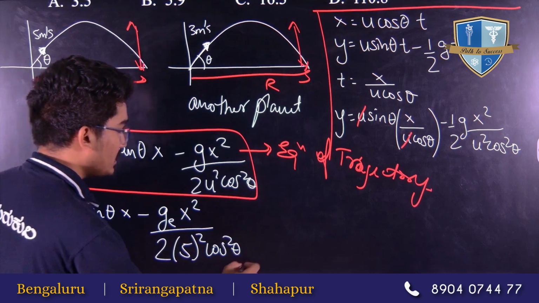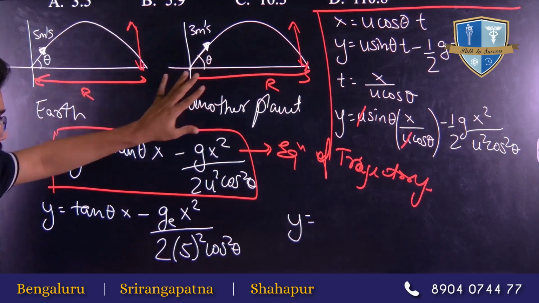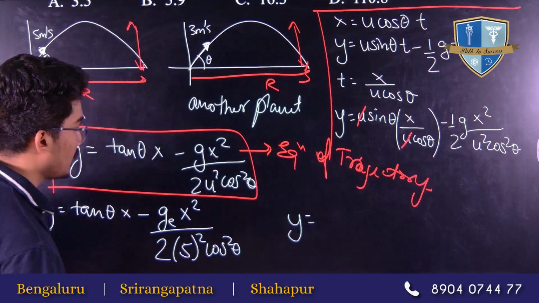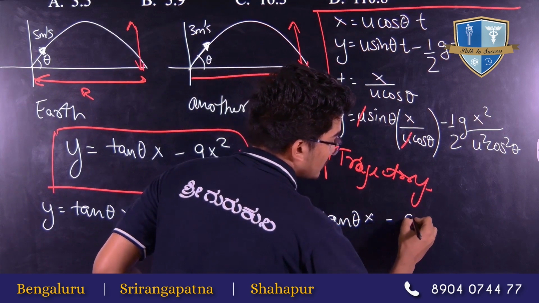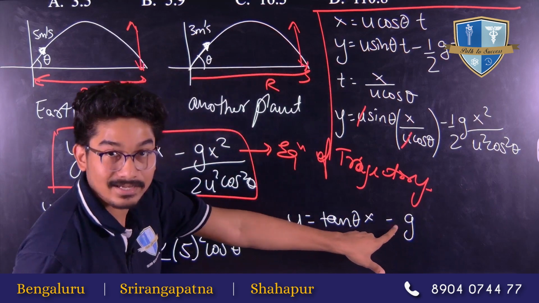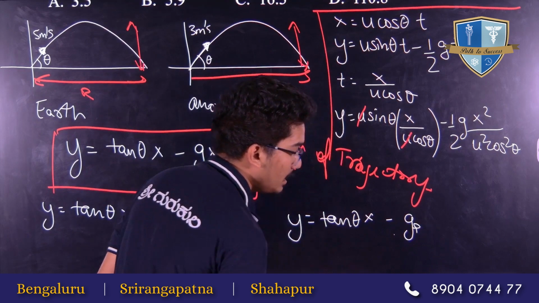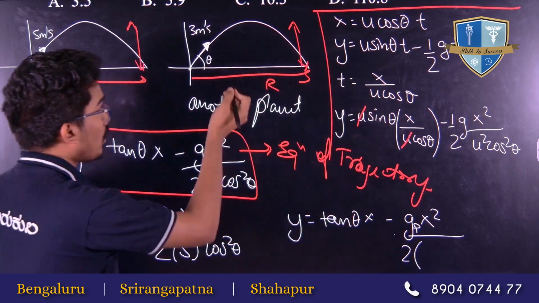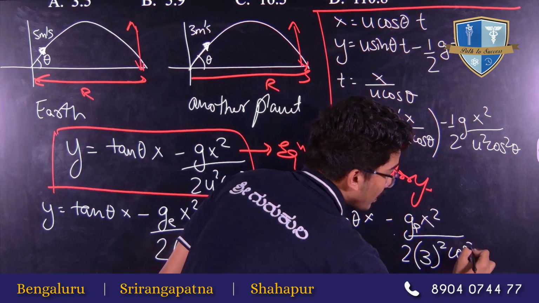Now the trajectory on the other planet, y, will also be the same, so we should get the same equation again. So let's write the equation for this as well. Again it will be tan theta x minus g, this time the gravitational acceleration at the other planet, let's denote it by gp, into x square divided by 2. Velocity on the other planet is 3, so this will be 3 square cos square theta.